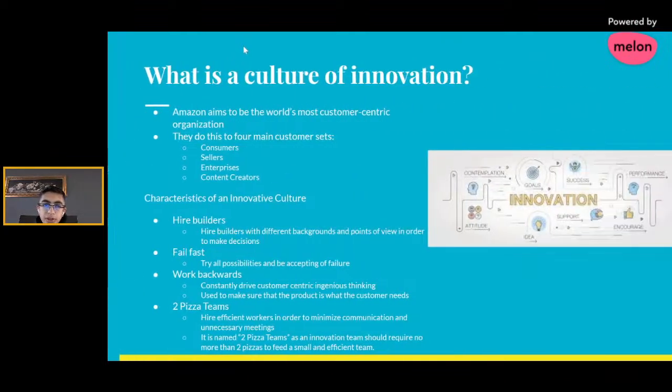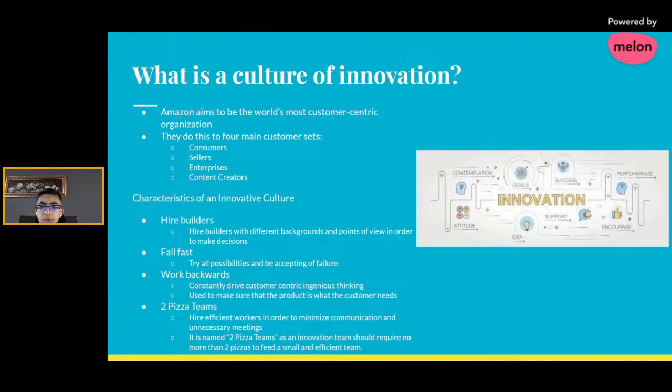What is the culture of innovation? Amazon aims to be the world's most customer centric organization, and they do this to four main customer sets: consumers, sellers, enterprises, and content creators.